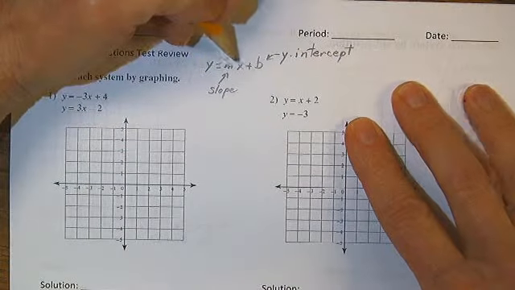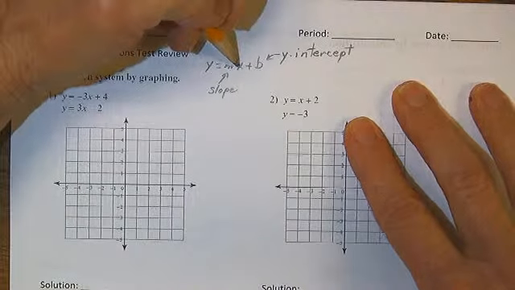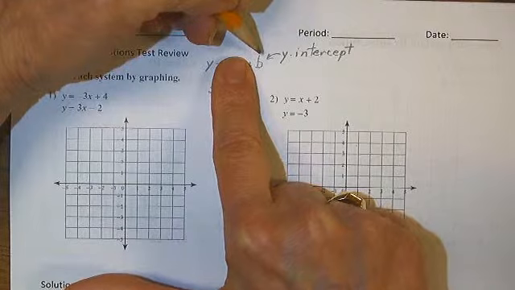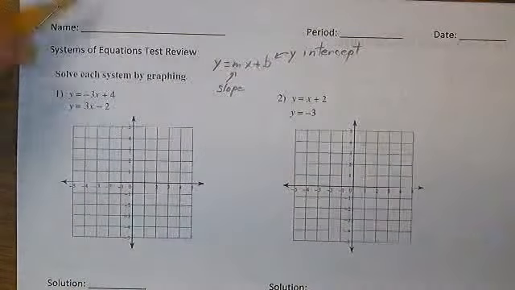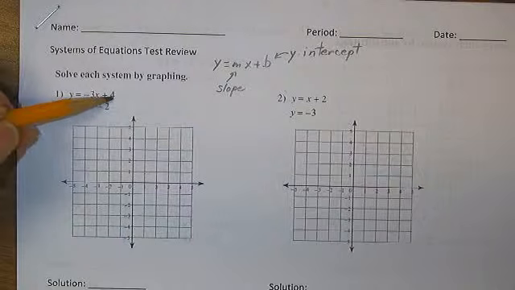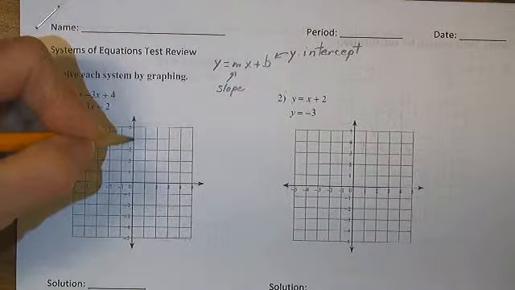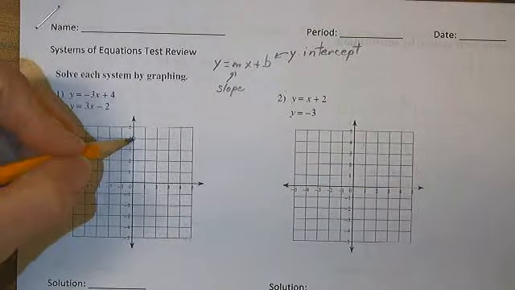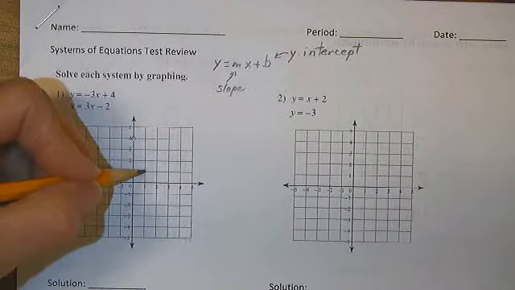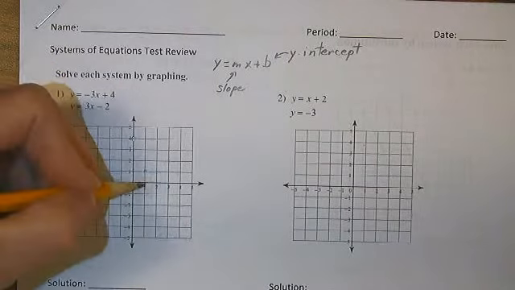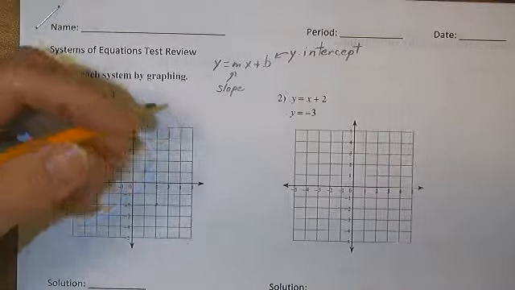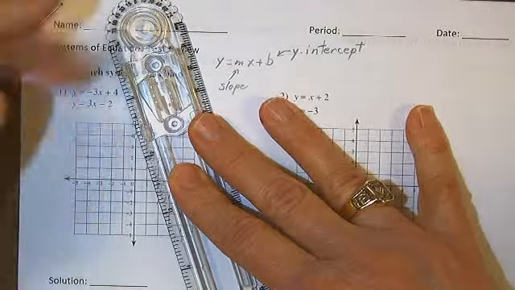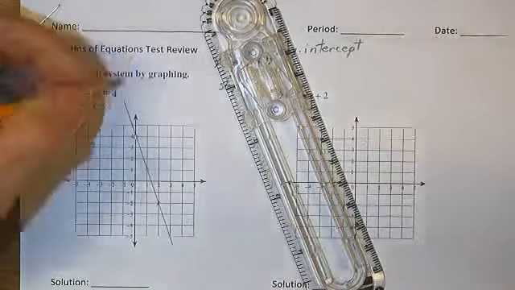Okay, let's think one more time about the y-intercept. If y equals mx plus b and x equals 0, 0 times anything is 0, so y has to equal b. Here we are. Y equals negative 3x plus 4. My y-intercept is 4. My slope is negative 3. That means down 3 over 1. I could do one more point if I really wanted. Down 3 over 1. And there is graph 1.